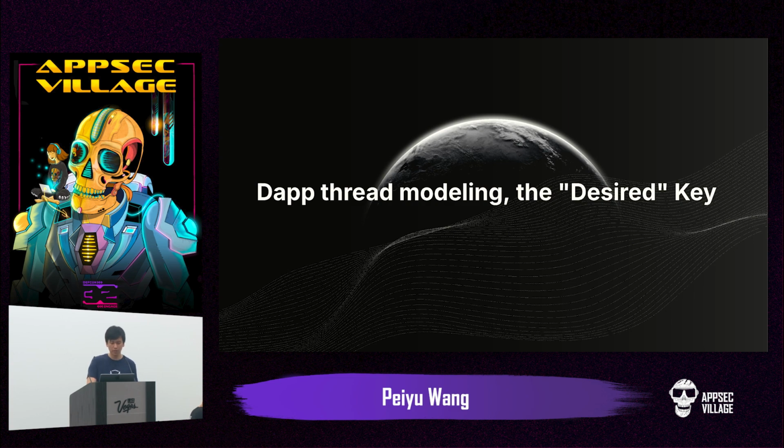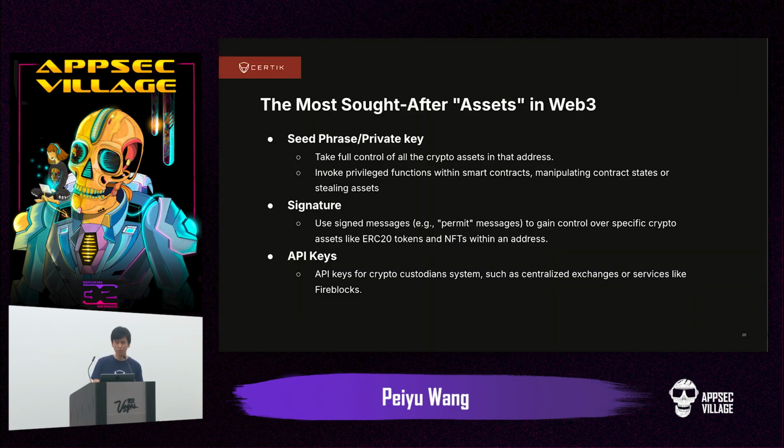So let's talk about Dapp threat modeling. From a threat modeling perspective, the targets in Web3 are the three following. The first one is private keys. If you can get those, you have full control over the assets in the address, or you can invoke privileged functions in smart contracts.